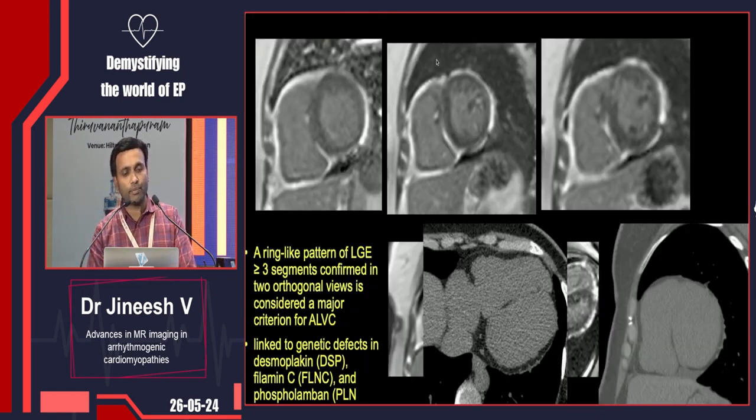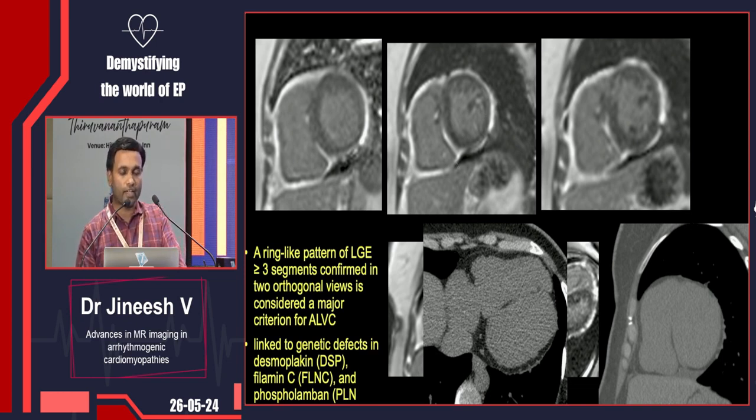But if the enhancement seen in MRI is a diffuse subepicardial involvement of at least 2 to 3 segments, it is fairly likely to be in the ALVC spectrum, because there are some mutations that specifically present with this enhancement, that is, enhancement of at least 3 consecutive areas with subepicardial enhancement.